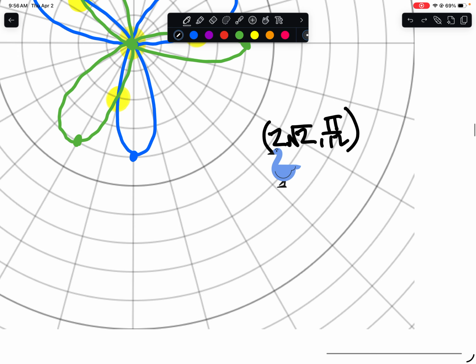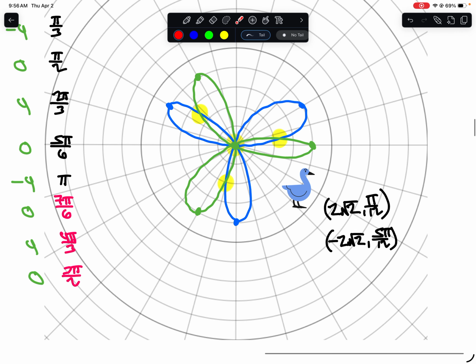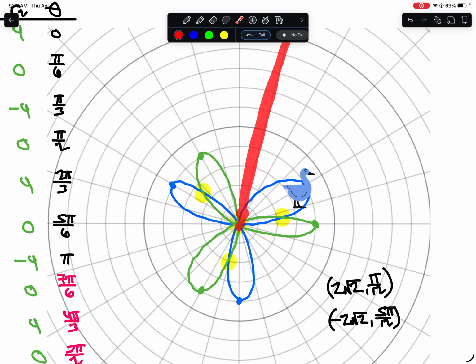And then I've also got negative 2 root 2, and that's going to be in the direction of 5 pi over 12. So 5 pi over 12 is going to be this last little spoke over here in quadrant 1, but because it's negative, it's going to go the other direction, which means that's going to be this point down here in quadrant 3.